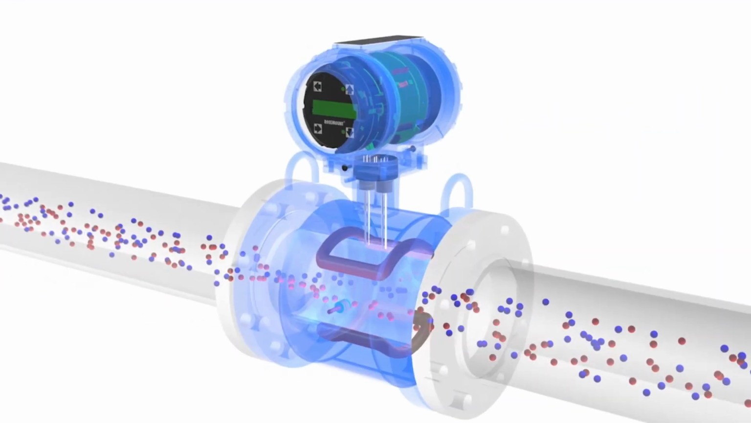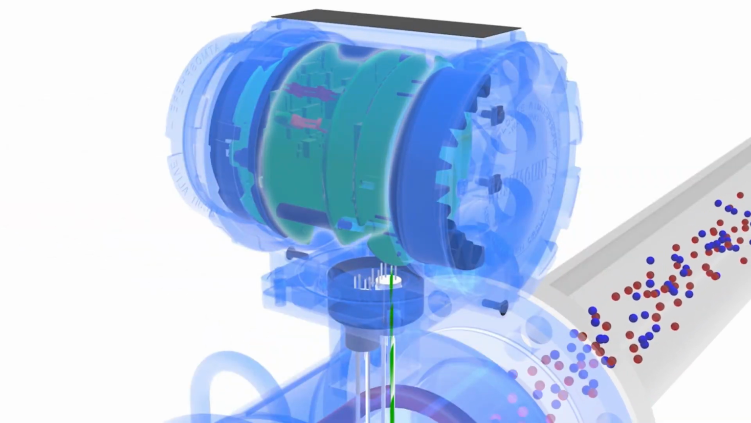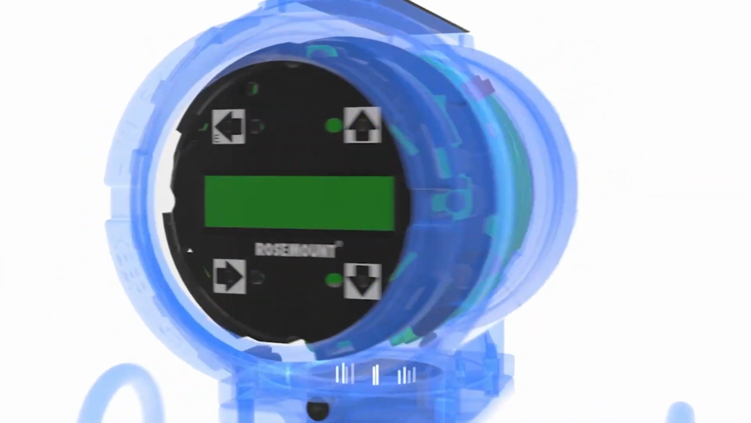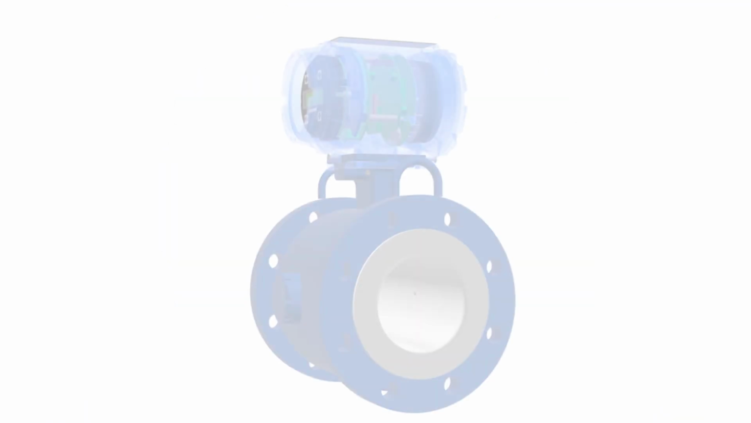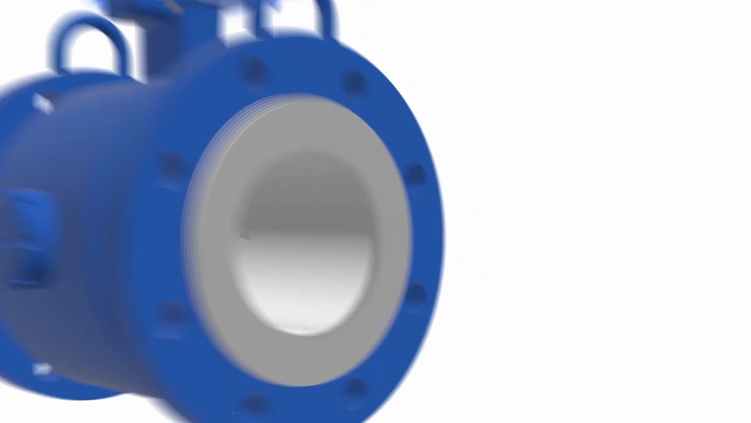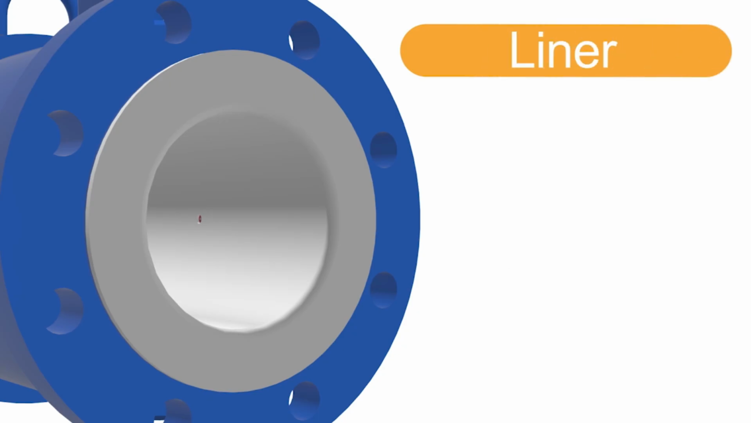The induced voltage is carried to the transmitter through the electrode circuit. The transmitter then converts this voltage into a quantifiable flow velocity. With the known velocity along with the area of the pipe, the volumetric flow rate of the fluid is calculated. To prevent electrical shorts of the sensing component circuitry, the pipe of the flow meter is lined with a special material known as a liner.